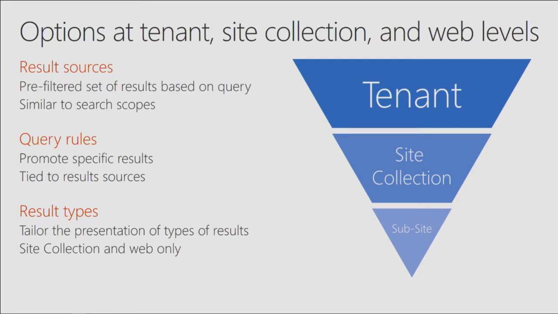Something else that you can do that is pretty cool is create result types. Now, result types are only available at the site collection and web level, but what result types allow us to do is create a tailored UI, a tailored display, for a specific type of result. So if you have a large list of results and one of them is a PDF, let's say, you could make PDFs look different so that it's easy to find, oh, these are the PDF documents, oh, these are the Word documents.